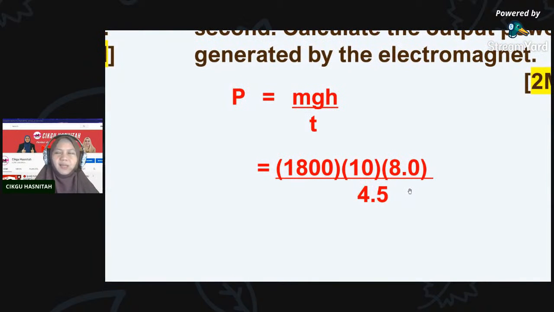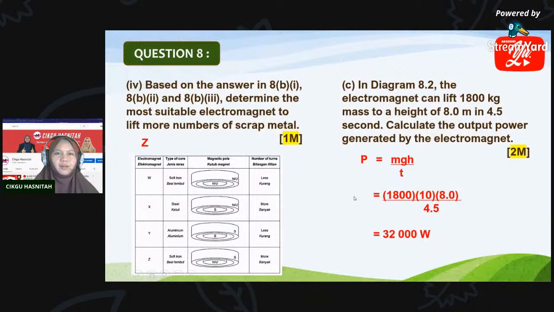Okay, so by this, you will get the power generated by the electromagnet is equal to 32,000 joule per second. Okay, energy is in joule, time is per second, or you can say 32,000 watt. Okay, 32,000 joule per second or 32,000 watt. Okay, class.